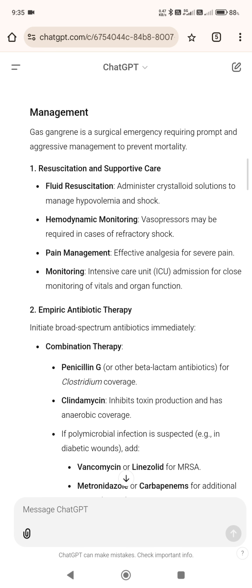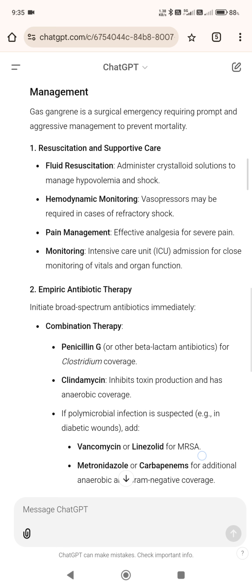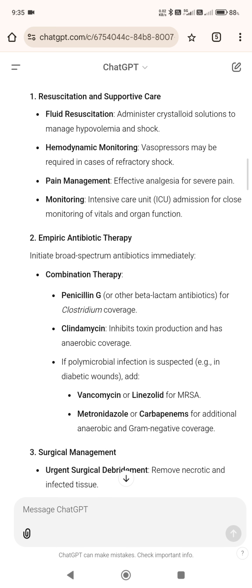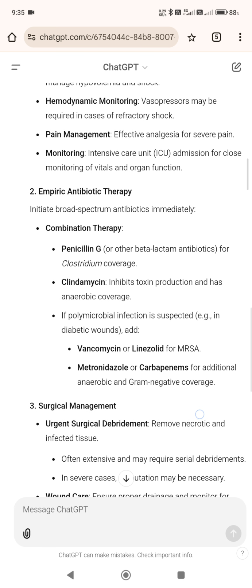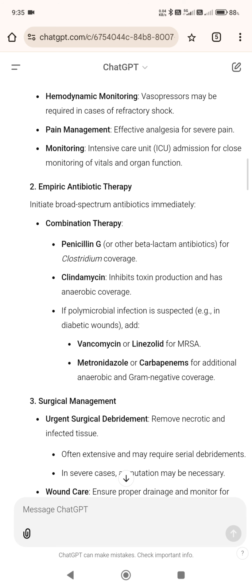Management. Gas gangrene is a surgical emergency requiring prompt and aggressive management to prevent mortality. 1. Resuscitation and supportive care. Fluid resuscitation. Administer crystalloid solutions to manage hypovolemia and shock. Hemodynamic monitoring. Vasopressors may be required in cases of refractory shock.